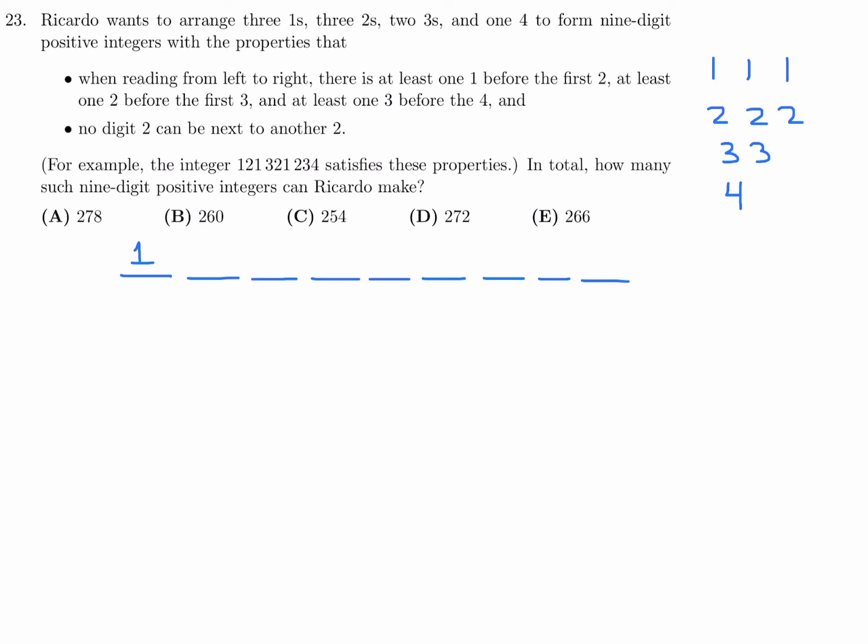Okay, now after that, we've got a few choices. The next number can be a 2, or you can have 1, 1, and then 2. That's perfectly valid. Or you can have all 3 1s, and then the 2. So these are essentially our 3 cases.